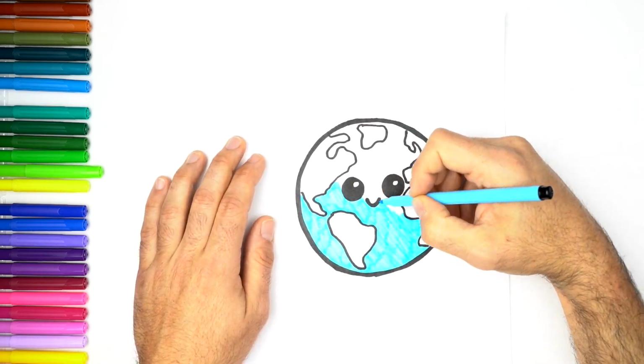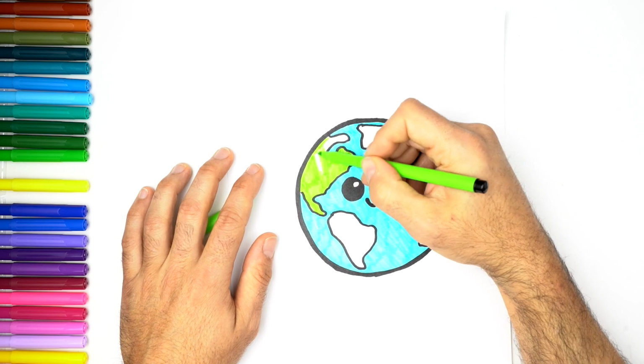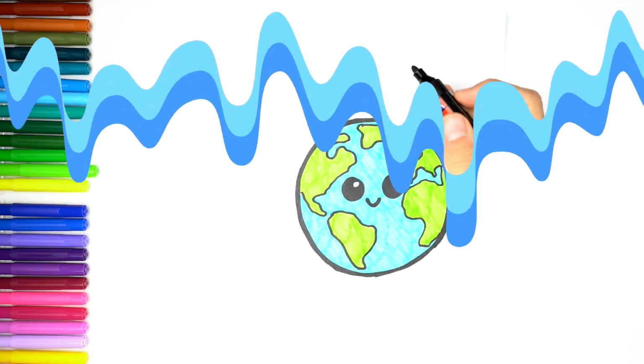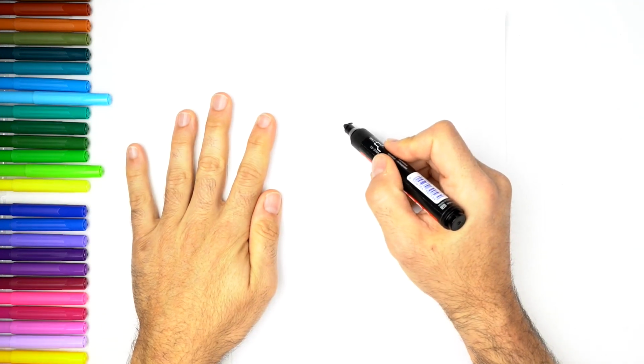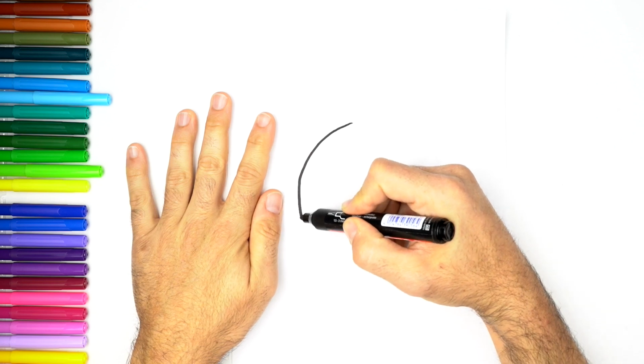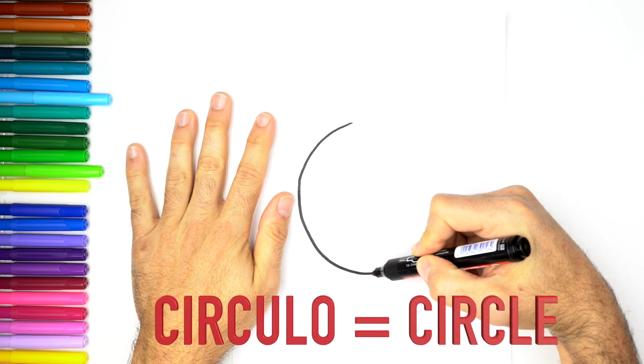Today we are going to draw the Earth while we learn Spanish. For this we make a circle. Circle in Spanish is CIRCULO.